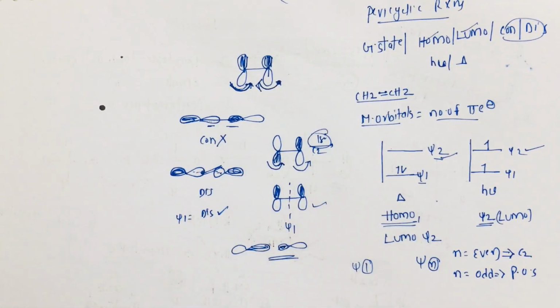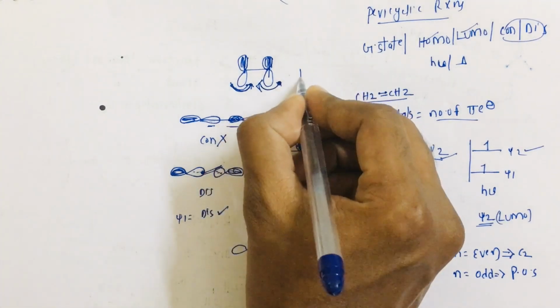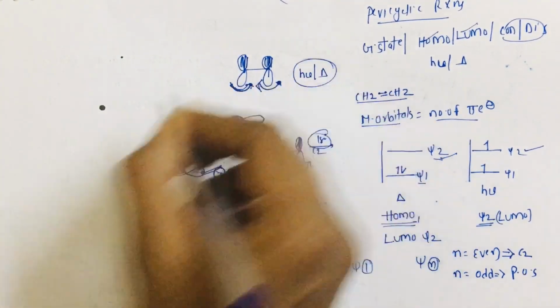So here con is allowed. Okay, this is about the con and this rotation. We'll talk about it in detail later, in the case of photochemical conditions and thermal conditions.